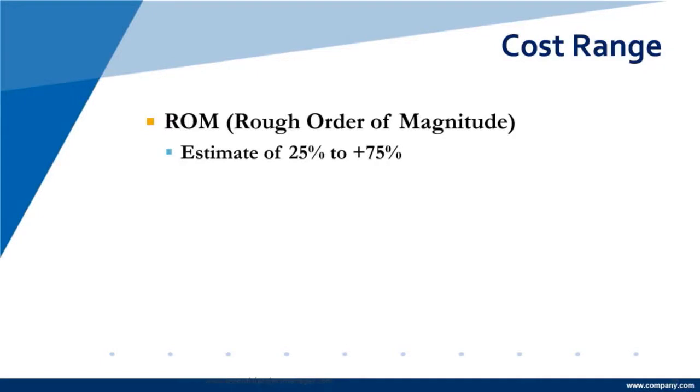The first is a rough order of magnitude. And you've probably heard about this. It's a ROM. It's between 25 and 75% plus or minus, 25 to 75. And it's a rough order of magnitude, meaning you want to get a clue about what it's going to cost. Is it going to be $1 million or $1 billion? Is it going to be $1 million or $6 million? Or is it going to be 100,000? What is the rough order? And you use your techniques, your tools, the things we've talked about to come up with that.